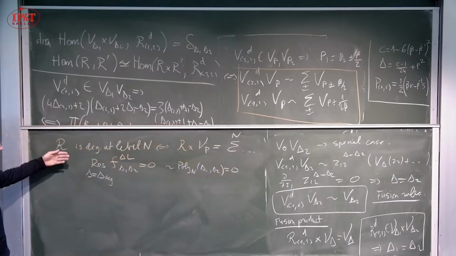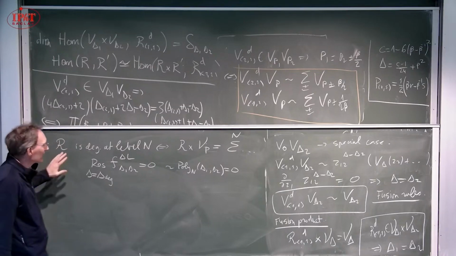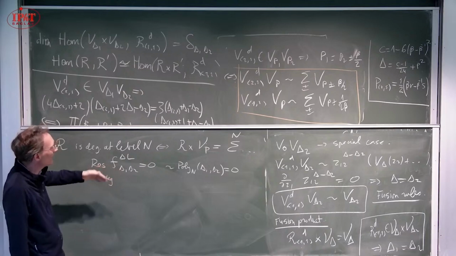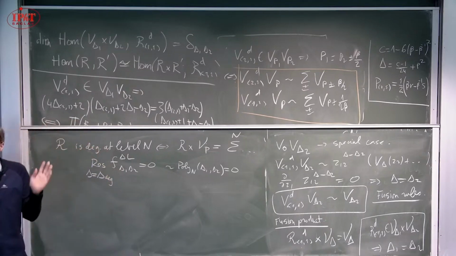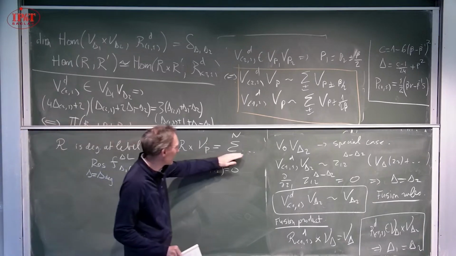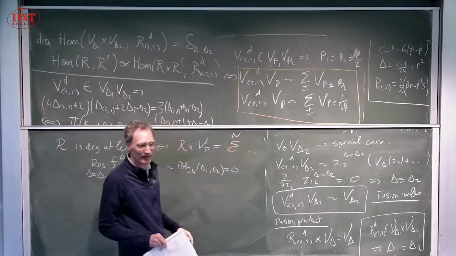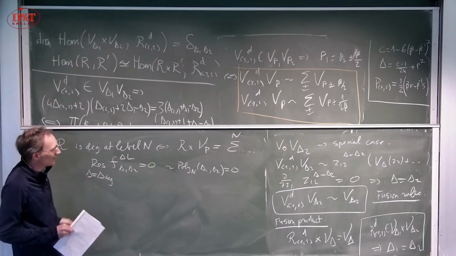On the other hand, if your representation is not degenerate, if you don't have any null vector, the point is that you don't get any constraints because your system of linear equations for the OPE equations has a unique solution. Then you can have basically any Verma module appearing in the OPE. Less than n? No, infinitely many, anything. There is no constraint.